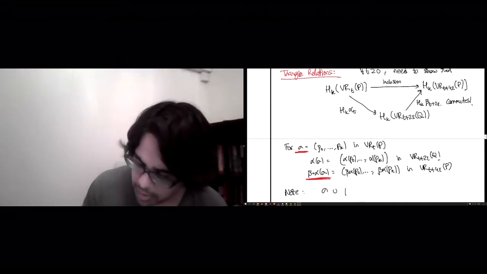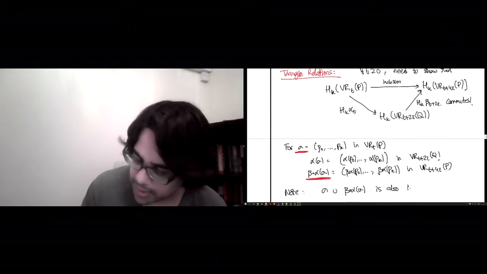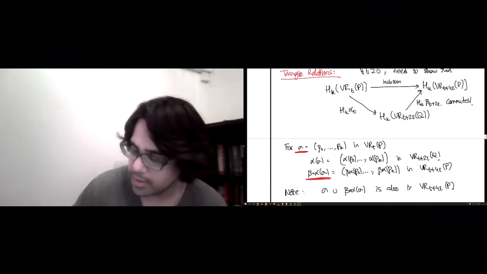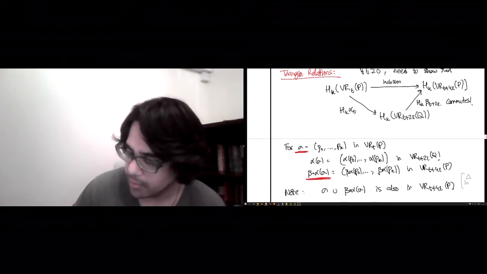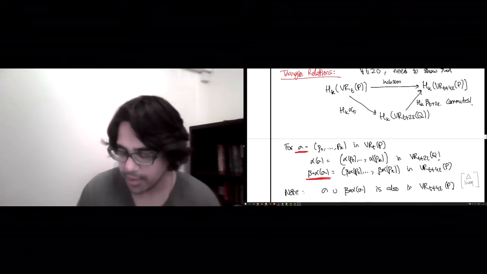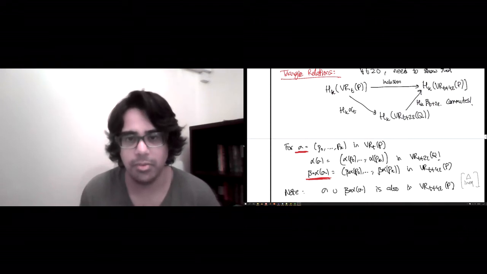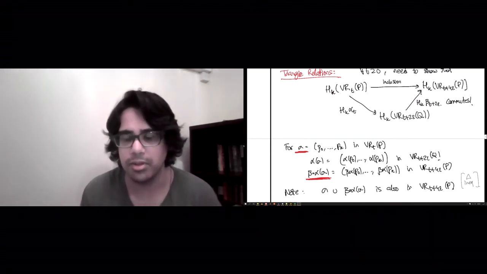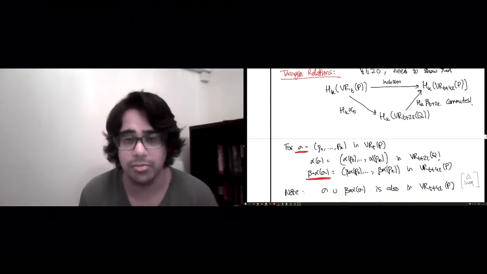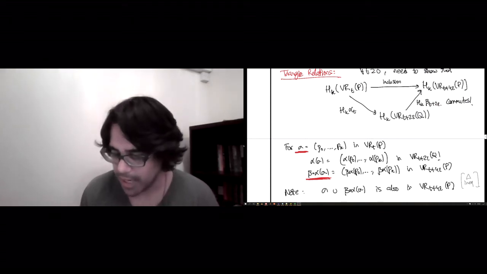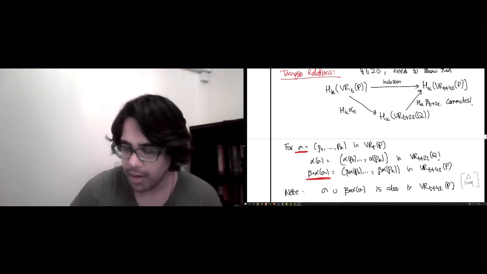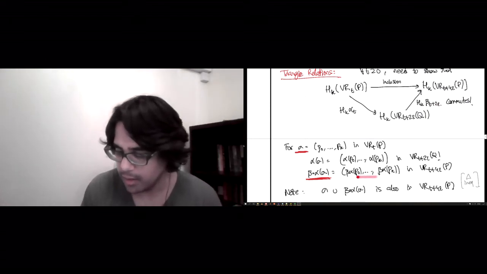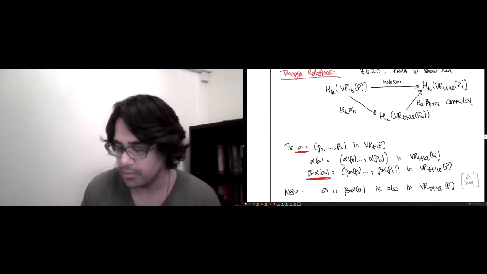And all you have to know is that sigma union beta compose alpha sigma is also a simplex in VR_{t+4ε} of P. And this is by the triangle inequality. So if you take any vertex of sigma, which is P0 through Pk, and compare the distance between two of them, you're guaranteed to be within t plus 4 epsilon. In fact, you're guaranteed to be within t. If you take any pair of vertices here, you're guaranteed to be within t plus 4 epsilon.